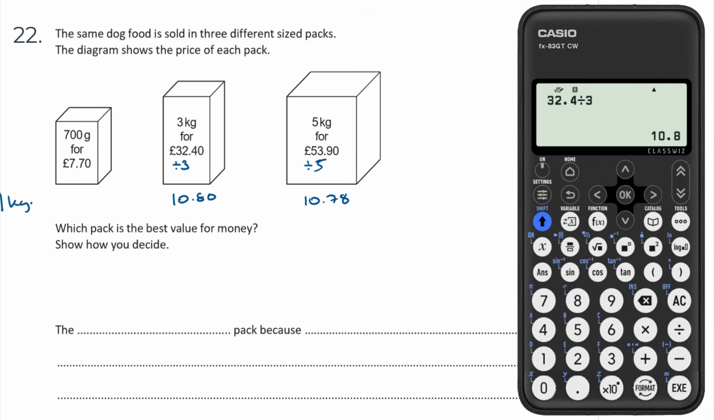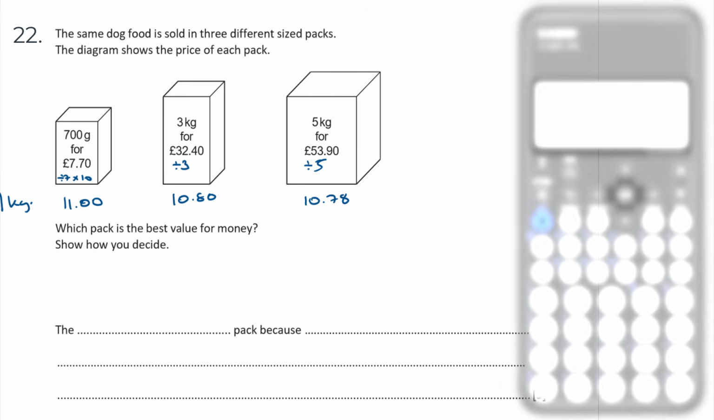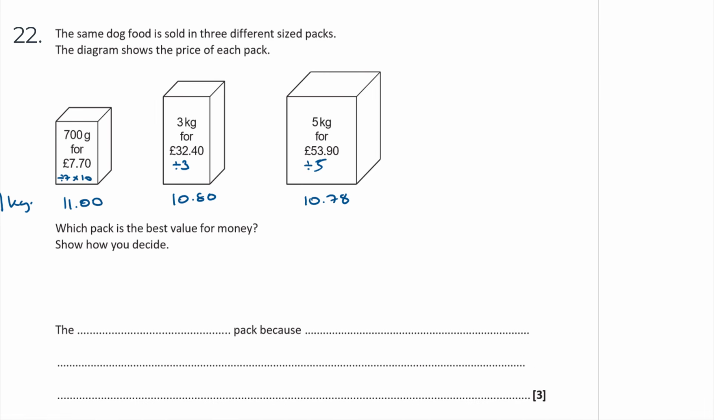And then finally, 700 grams, I'm going to have to scale that one up a little bit, aren't I? So if I divide it by 7, I'll get 100 grams. And then if I times it by 10 after that, then I'll get a kilo, won't I? So 7.7 divided by 7 times by 10 comes out to be 11. So we can see from that that the 5 kg bag is marginally cheaper.